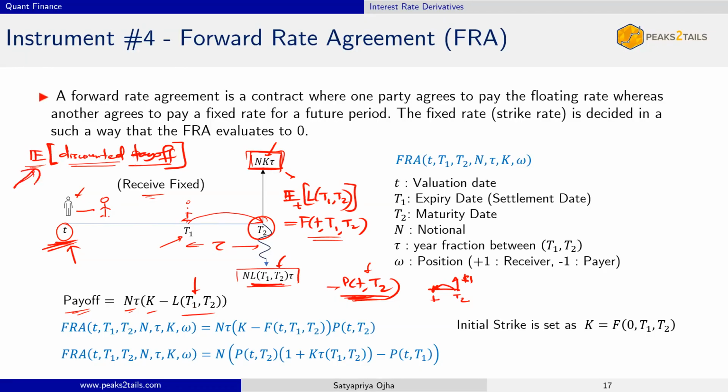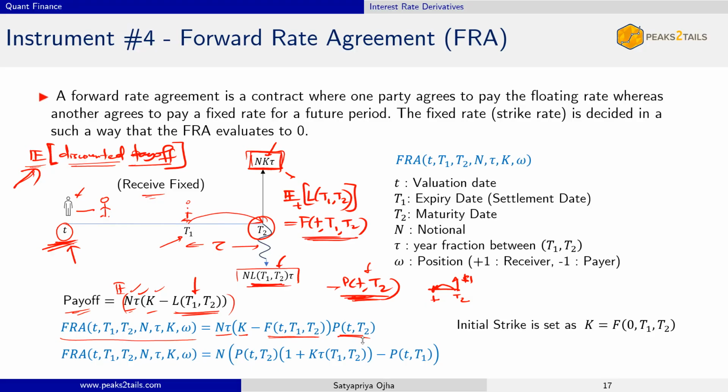And then we need an expectation. If you take the expectation of the payoff, everything is constant. This is known, this is known, this is known. The only thing not known is L, but the expectation of L, unanimously, everybody said, is the forward rate. Putting everything together, the value of the forward rate agreement is N tau (K minus L, with L replaced by its expectation) times discounting. That's the formula for the value of the FRA. Clear?